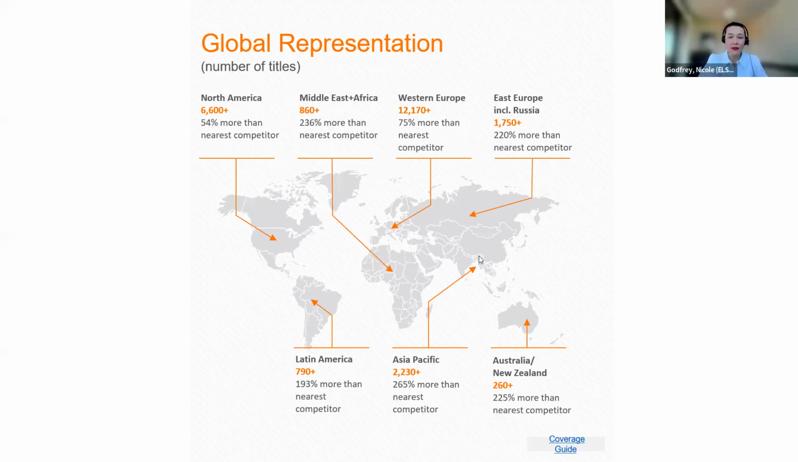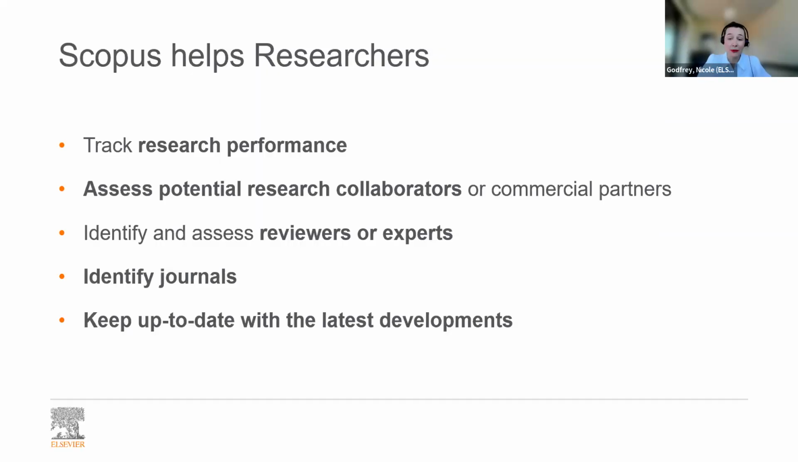So how does Scopus help researchers? It helps by tracking your research performance to highlight your impact and your contributions. Identify and assess potential research collaborators and commercial partners. Identify and assess reviewers or experts in a certain field. Identify journals to submit manuscripts to. And keep up to date with the latest developments in your own field of research and other relevant related topics. Next slide, please.